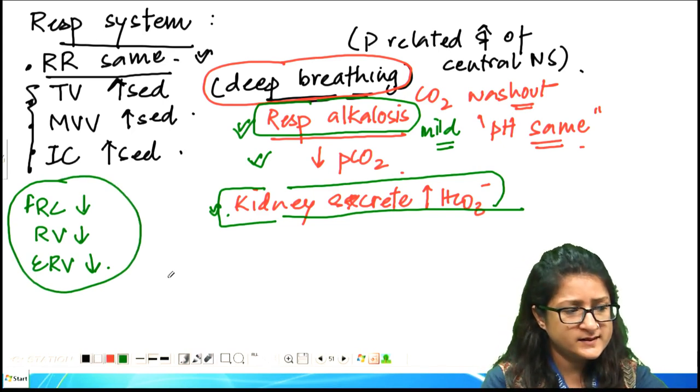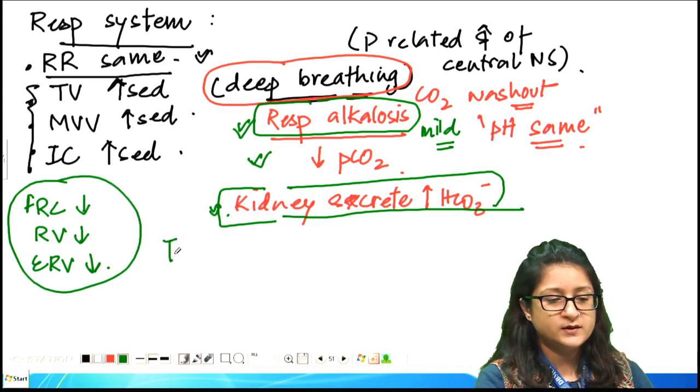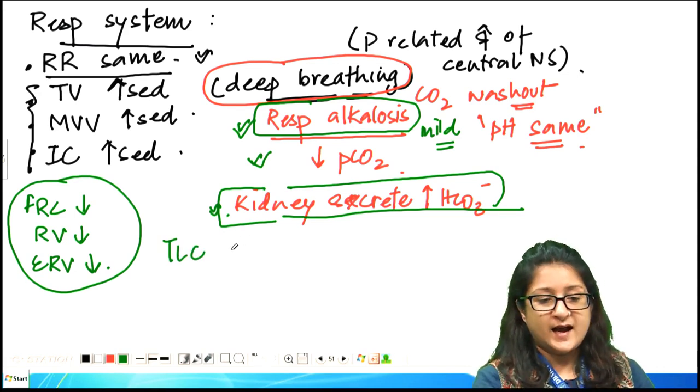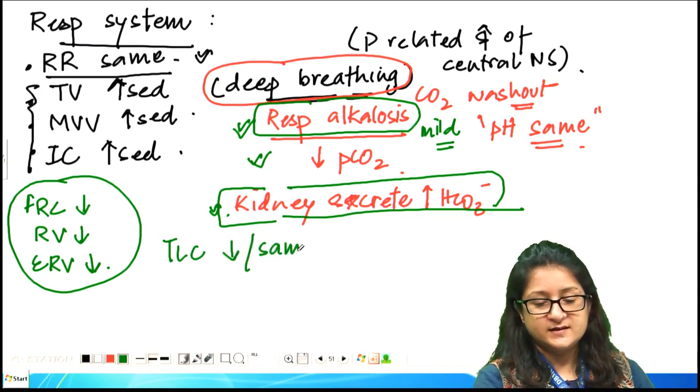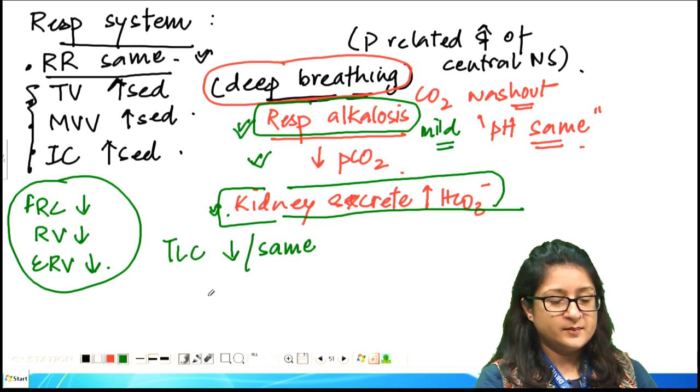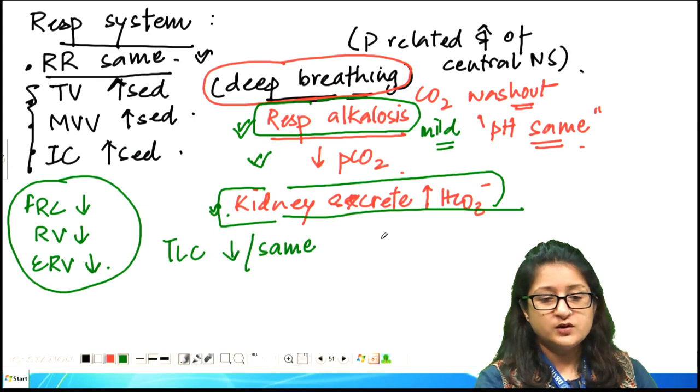And what other thing you have to remember is that the total lung capacity is either decreased or it remains the same. Why?